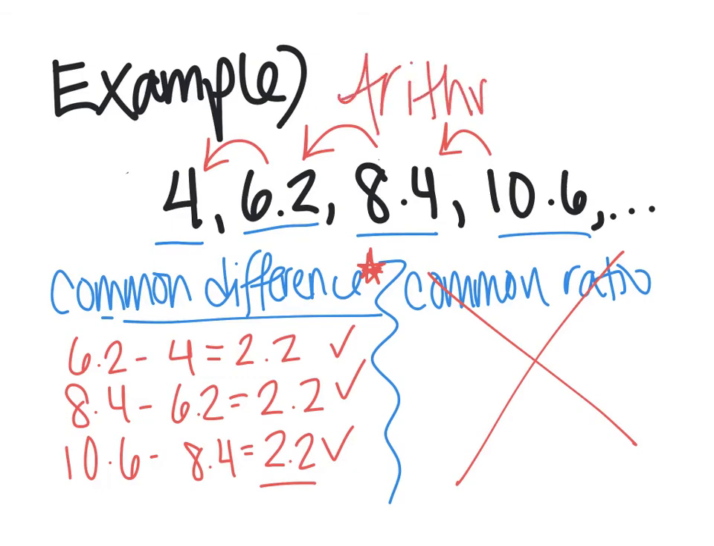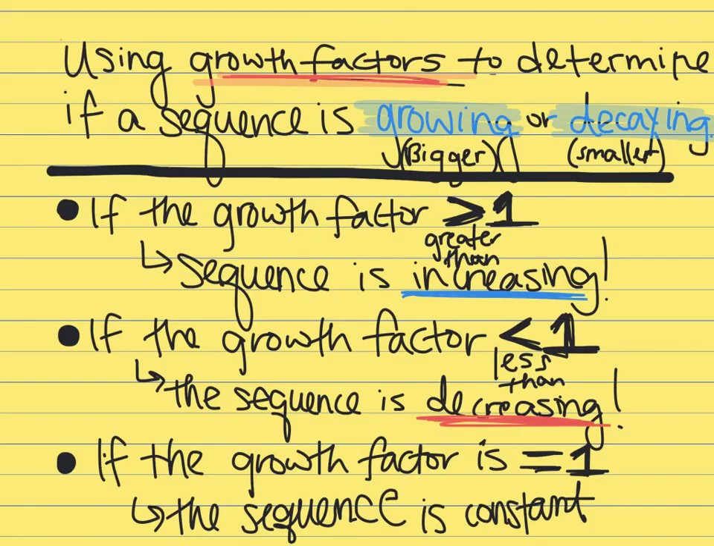All right, for this slide, I wanted to just review a little bit about growth factors and how a sequence is growing or decaying. And so when you're looking at sequences that are geometric, the common ratio is also known as the growth factor, and you want to write that down. The common ratio is also known as the growth factor.